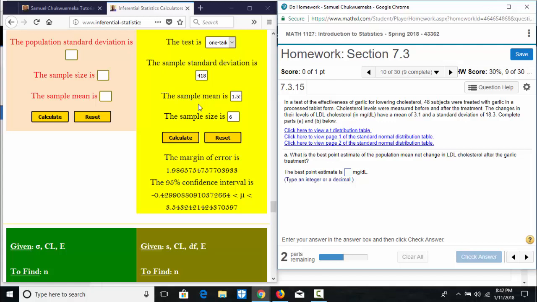A. What is the best point estimate of the population mean net change in LDL cholesterol after the garlic treatment? The best point estimate is the sample mean. The sample mean is the best point estimate of the population mean. So the sample mean is 3.1.